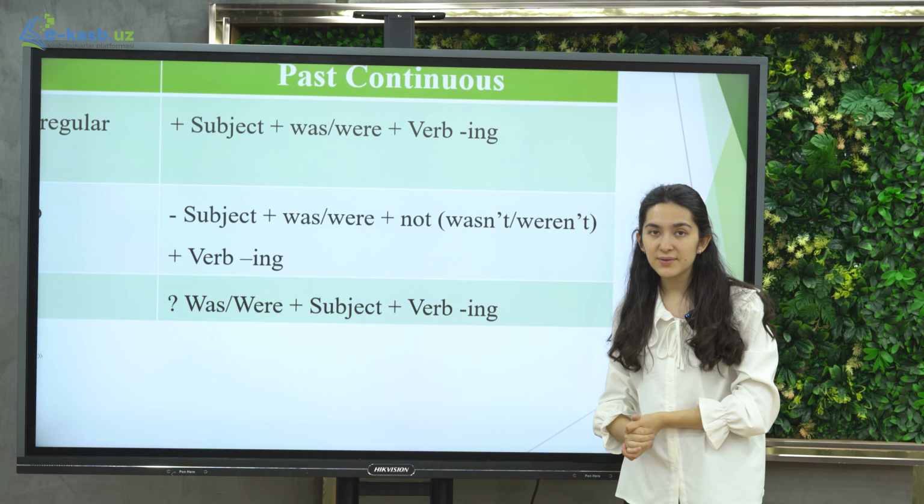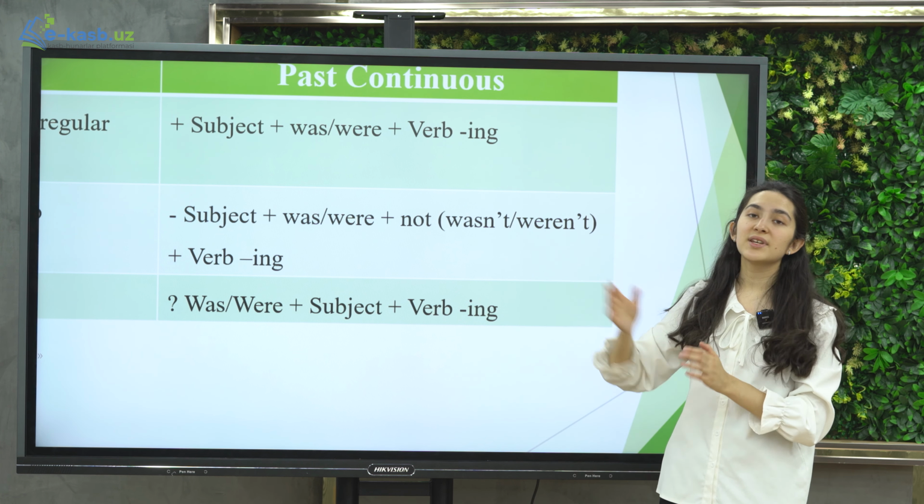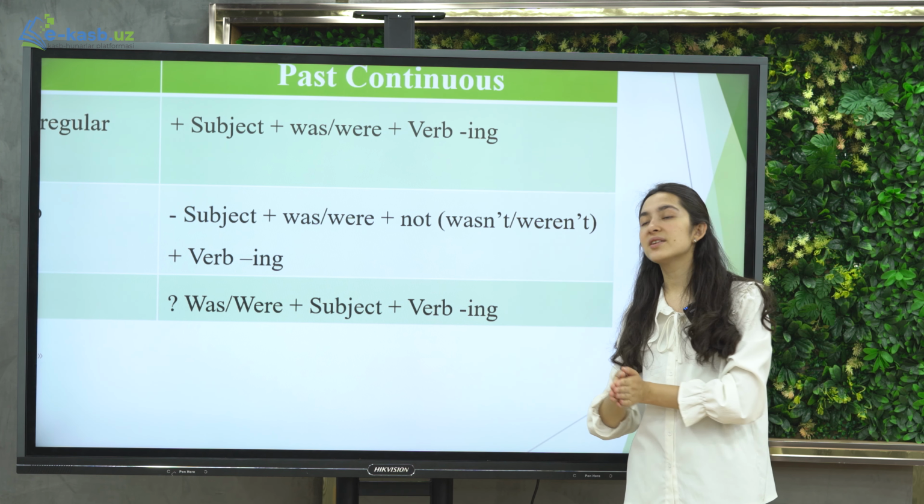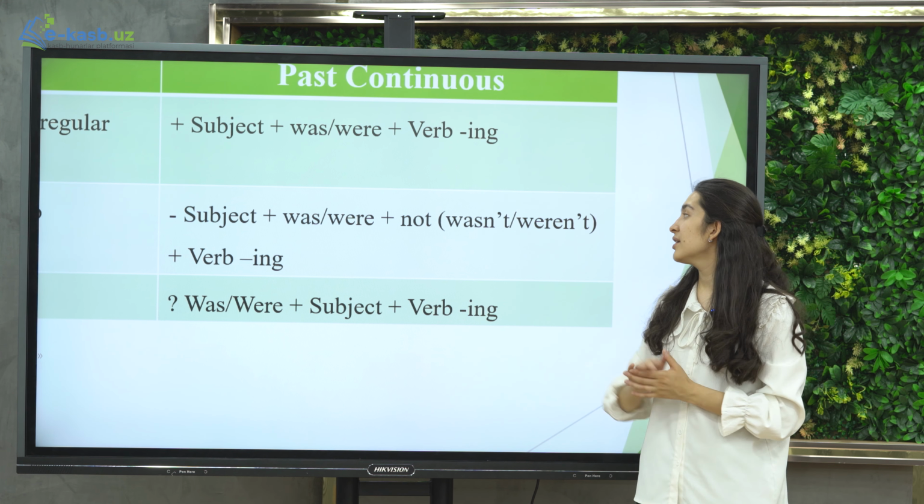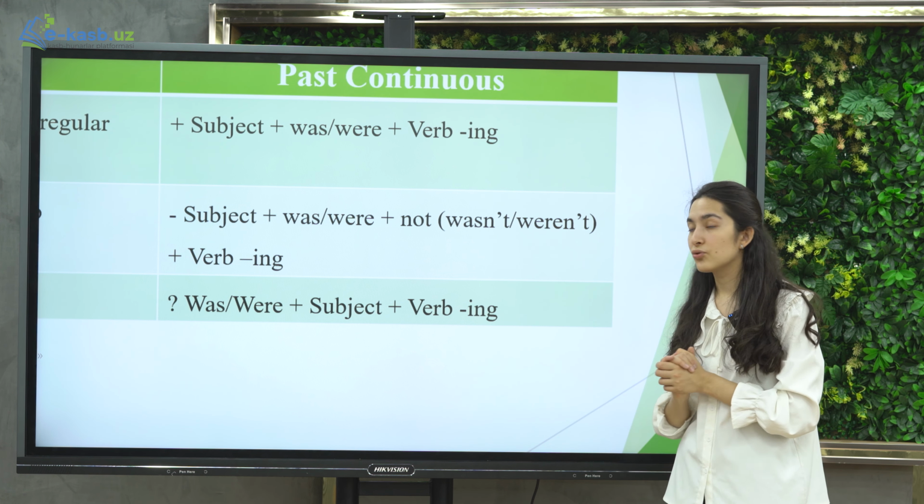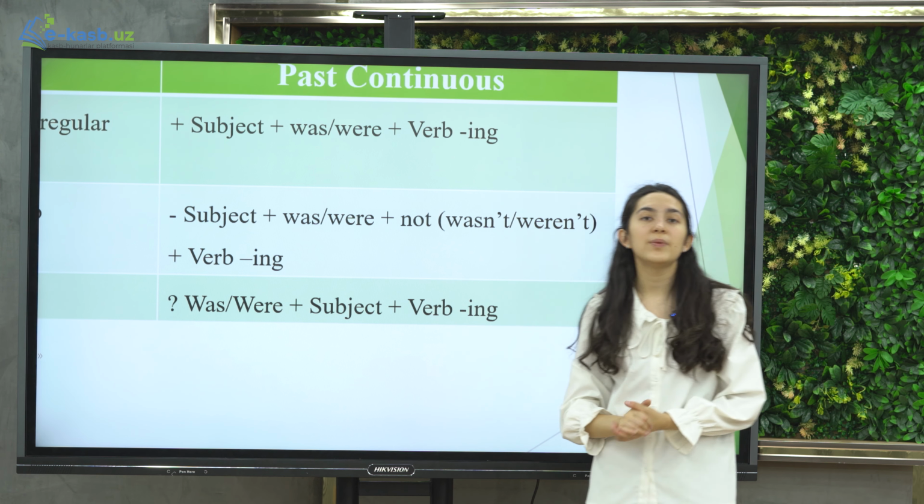This is the positive sentence structure. Negative sentence structure is subject plus was not or were not, which is wasn't or weren't, plus verb ing. Do not forget to use verb ing.